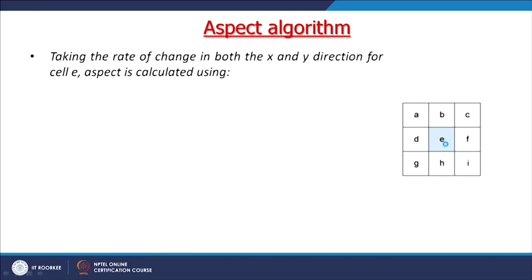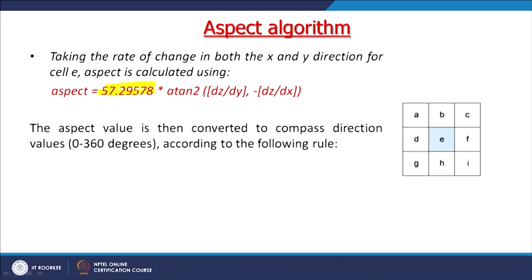Now, taking the rate of change in both x and y direction for the cell, that is how we get the slope, and for each cell the aspect is calculated using this formula. So, here also you have a constant, and that is dz by dy, and then minus dz by dx.